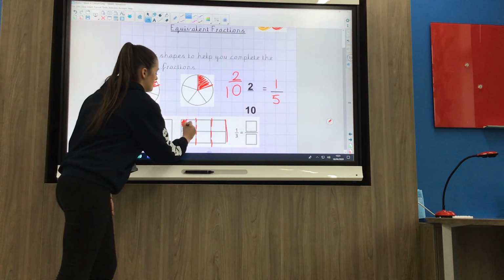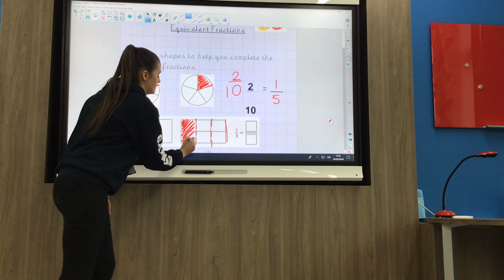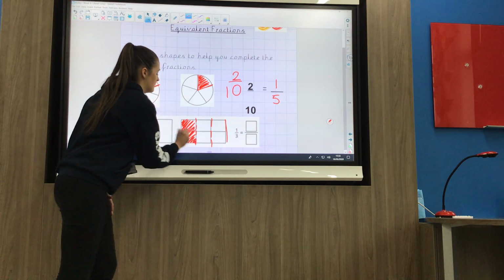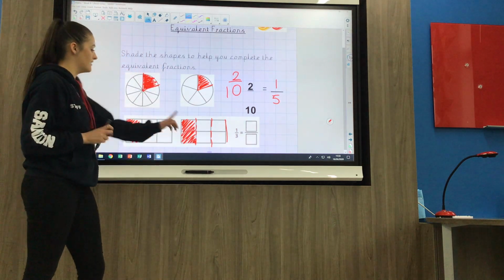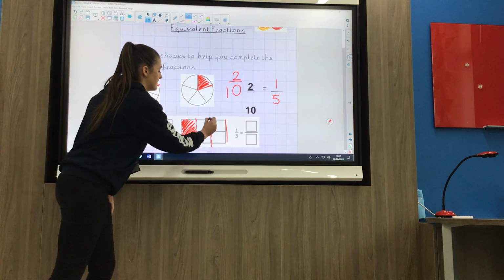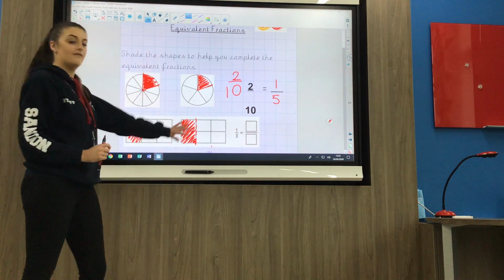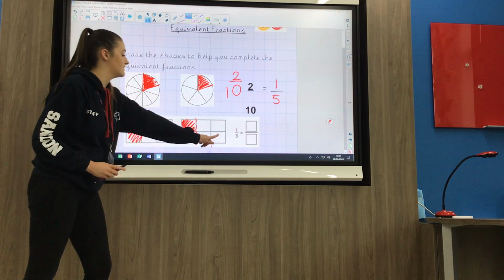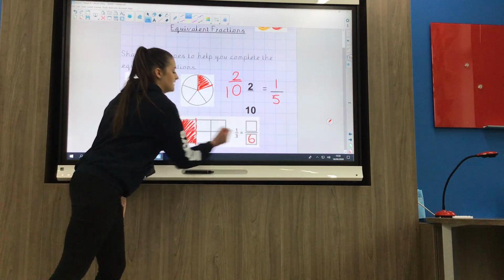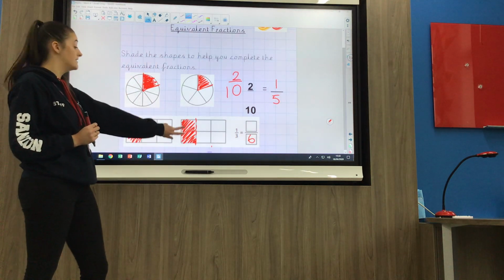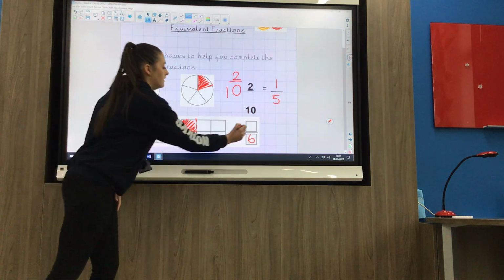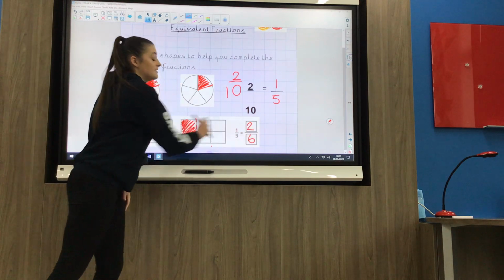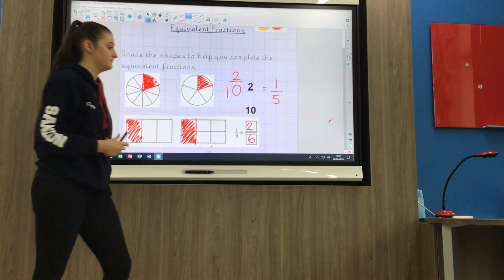So if I shade all of this in to match it, so we know it's got to be the same, it's got to be equivalent. What have I shaded in now? If I get rid of these lines, how many parts have I shaded in? So I started off with 1, 2, 3, 4, 5, 6 equal parts, my denominator, and I have shaded in 1, 2. So 1/3 is the same as 2/6.